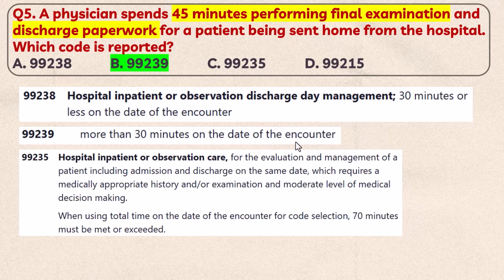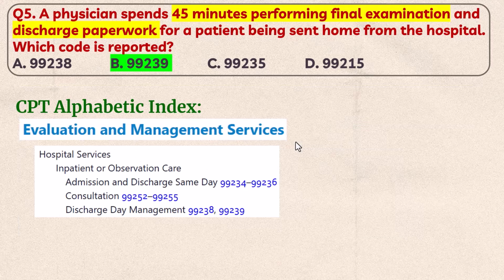If you encounter this case in the real working world, you can use the alphabetic index. In the alphabetic index, go to the main index term evaluation and management services, then go for the subterm hospital services.